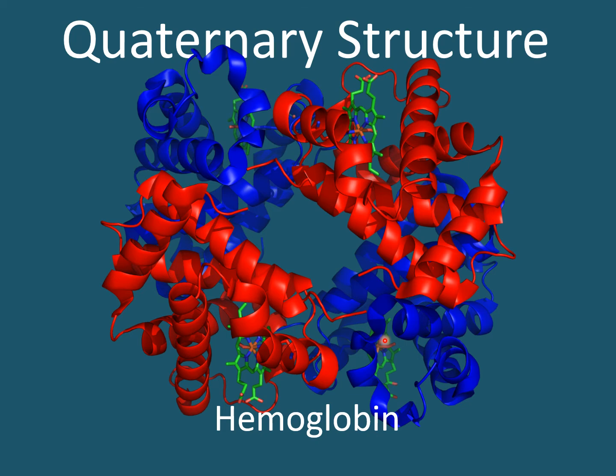Collagen's quaternary structure was 3. Some proteins have a quaternary structure of simply 1, others more than 4. It just varies from protein to protein.